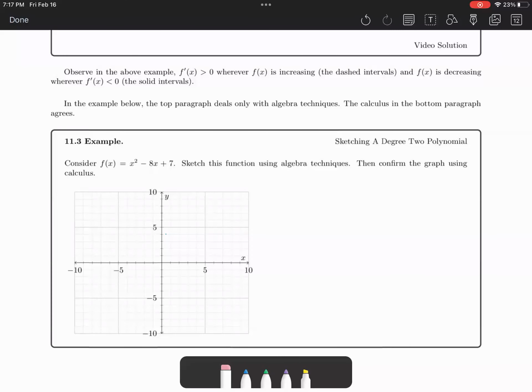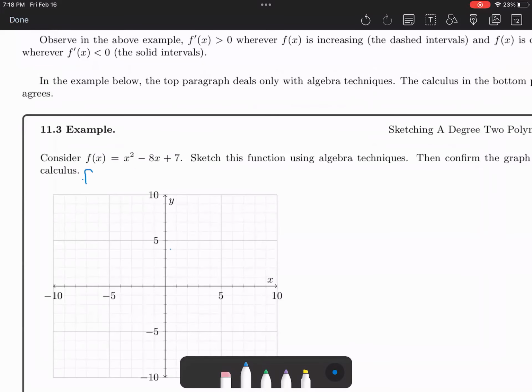Let's use techniques from calculus to help us graph functions. This is going to be a function that you know how to graph from algebra. In fact, maybe we'll graph it both ways. First, using only algebra techniques, but then showing how calculus can help speed up the process.